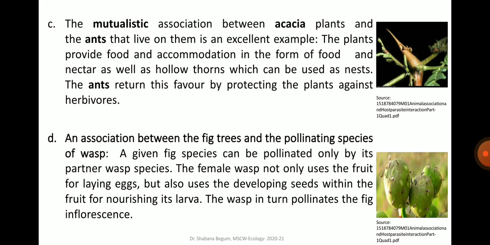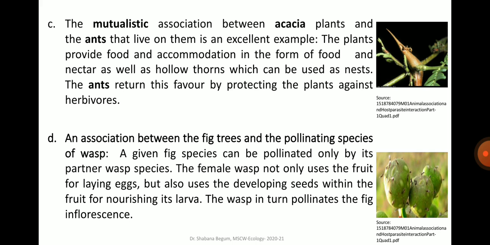Yet another example is the mutualistic association between acacia plants and the ants that live on them. The plants provide food and accommodation in the form of food and nectar, as well as hollow thorns which can be used as nests. The ants return this favor by protecting the plants against herbivores.